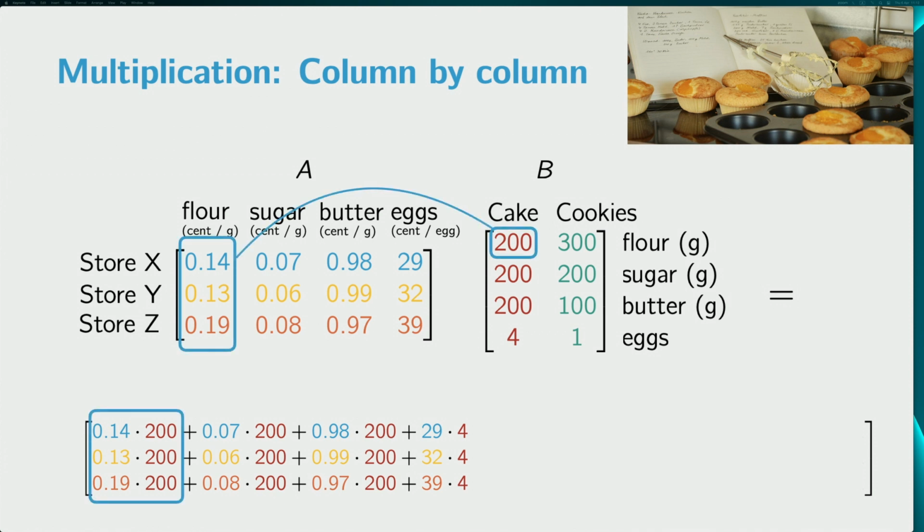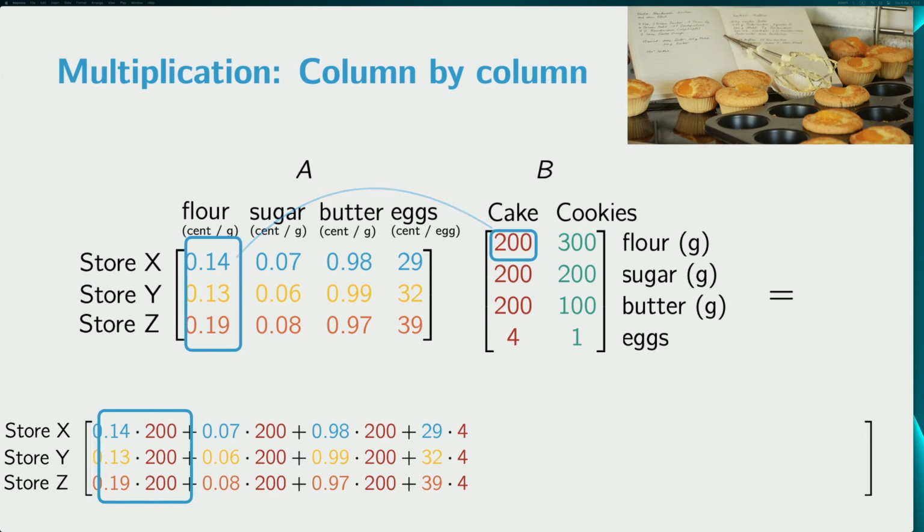The first column of A tells us the cost of flour at our 3 different stores. It gets multiplied by the 200 grams of flour for a cake. Together, this gives us a list of the price of the necessary amount of flour at the 3 different supermarkets. So, as already suggested by the colors, the rows of our new matrix are still related to the 3 different stores.